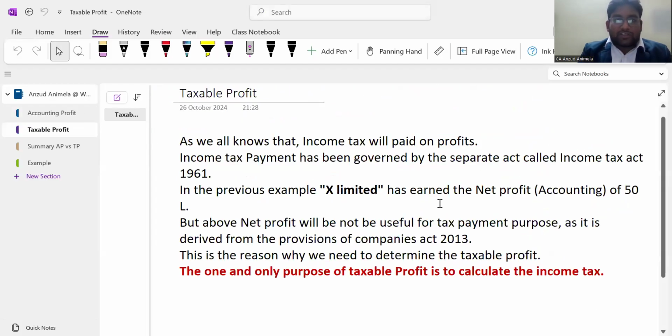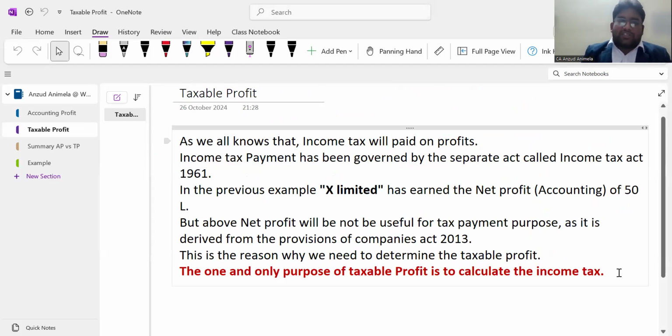Now let's discuss the taxable profit. Let me share the screen for the same. Taxable profit. Yes, I believe everyone is able to look at the screen.